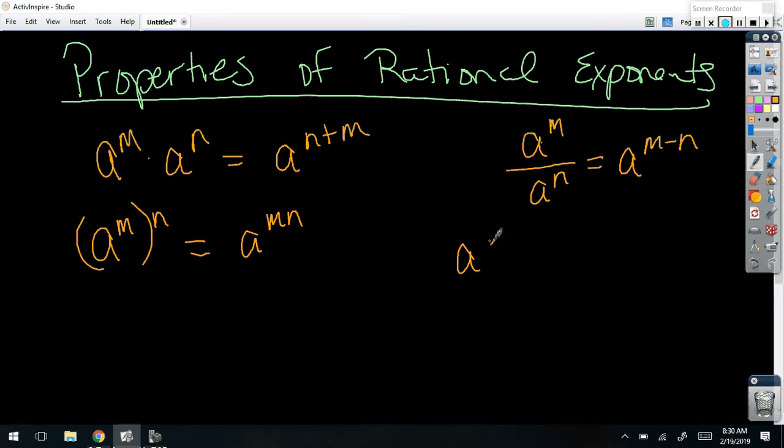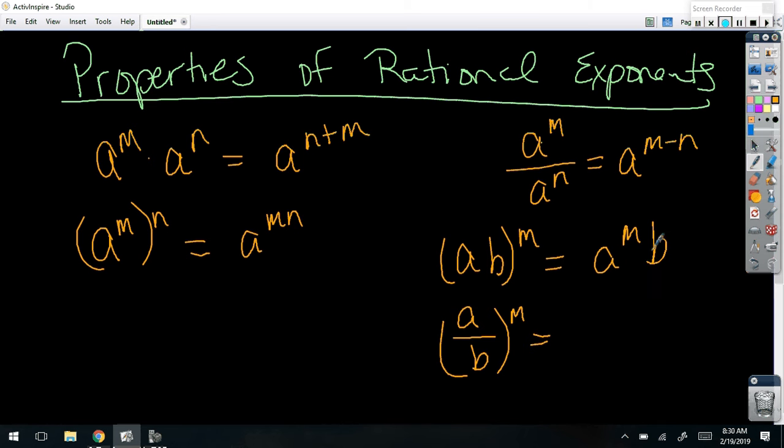If you are multiplying or dividing in the parentheses, then we can distribute that exponent. And so a lot of you are going, why are we writing this again? I just wrote this, and that's fine.